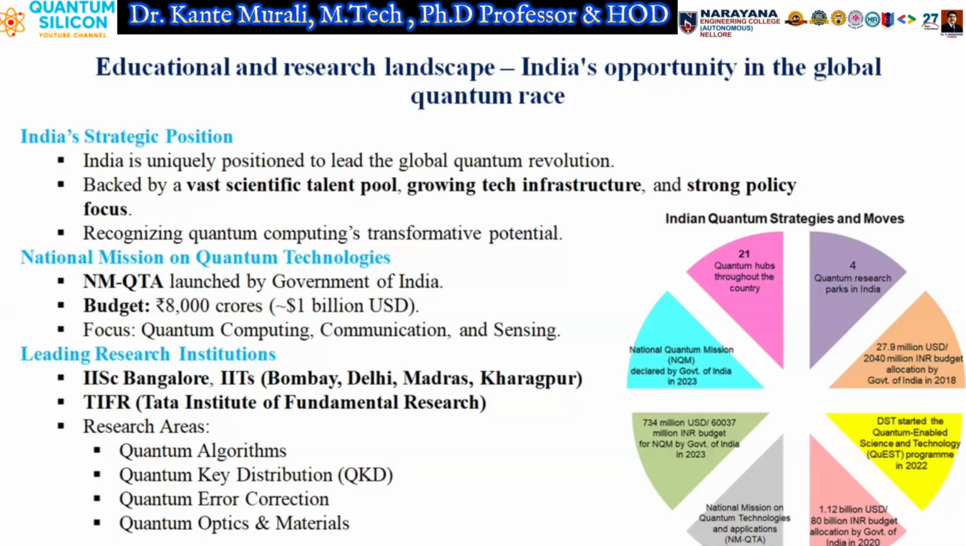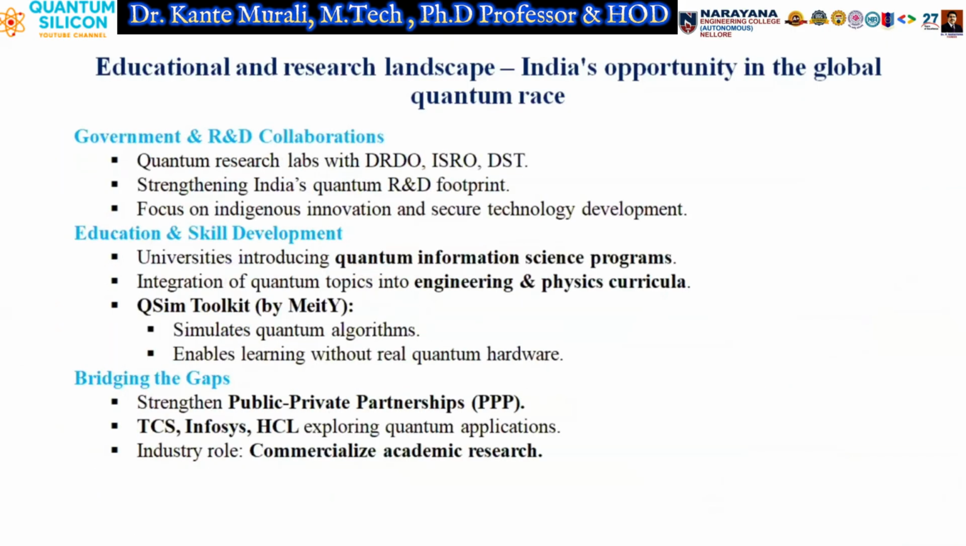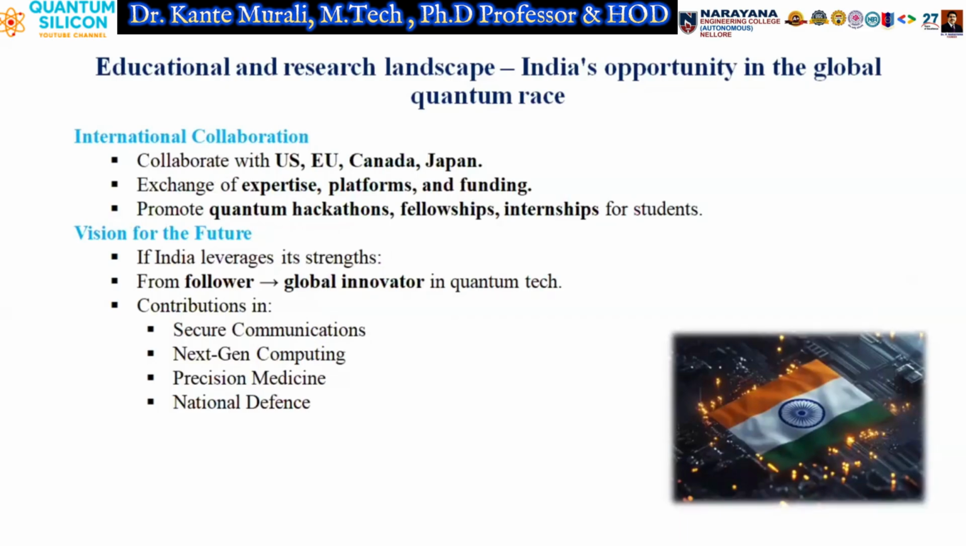These are some of the research areas: quantum algorithms, error correction, and optimization materials, which we discussed previously. Where you're going to get opportunities: government and R&D collaborations, education and skill development, and bridging the gap between industry and academia. We can go with collaborations to share knowledge in the area of quantum computing.